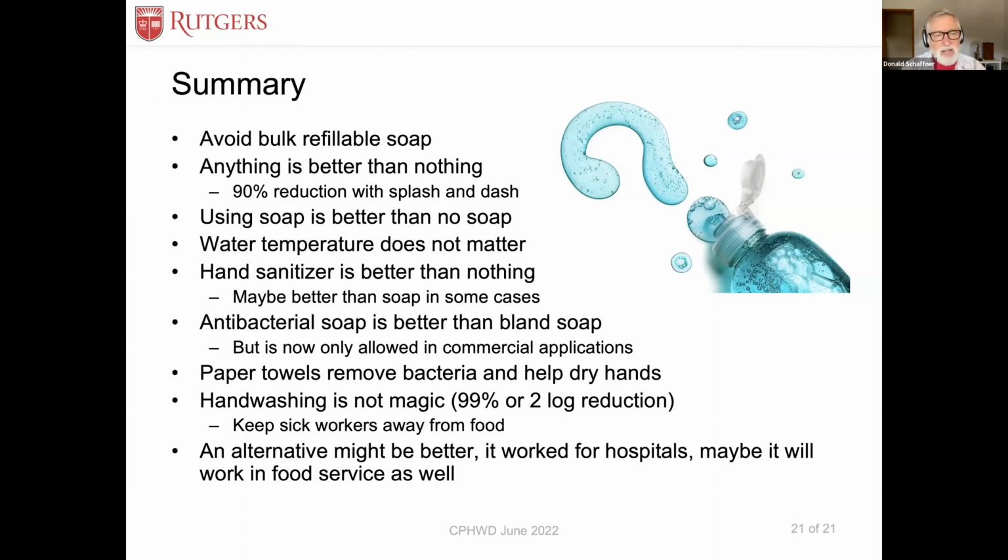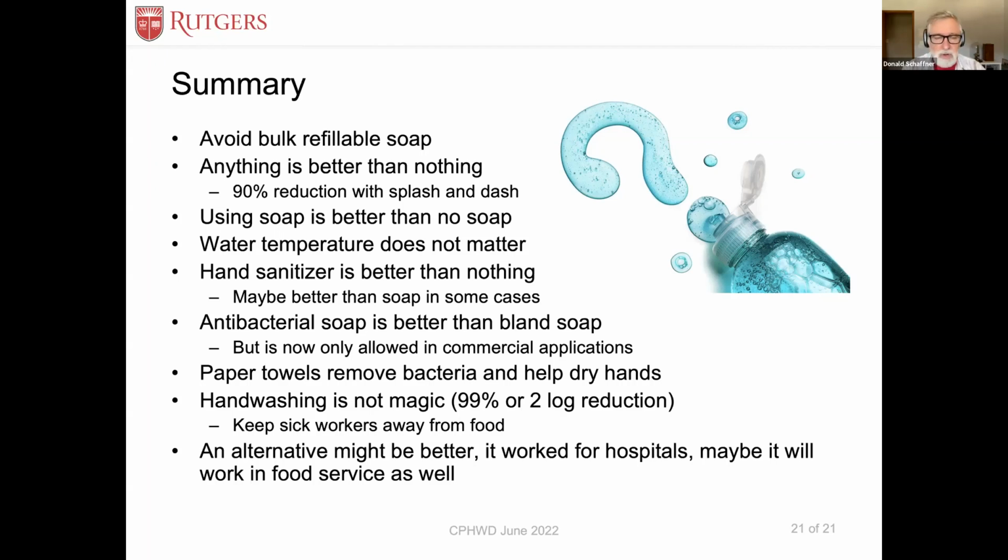Even if you do a splash and dash, that's going to get 90% of the bacteria off your hands. And so certainly if your hands are visibly soiled, or you have, again, poop or chicken juice or beef hamburger particles on your hands, that's the time when you want to do a good job with soap and water and 20 seconds. Using soap is better than not using soap. Water temperature doesn't matter. Use a water temperature that's comfortable for you.